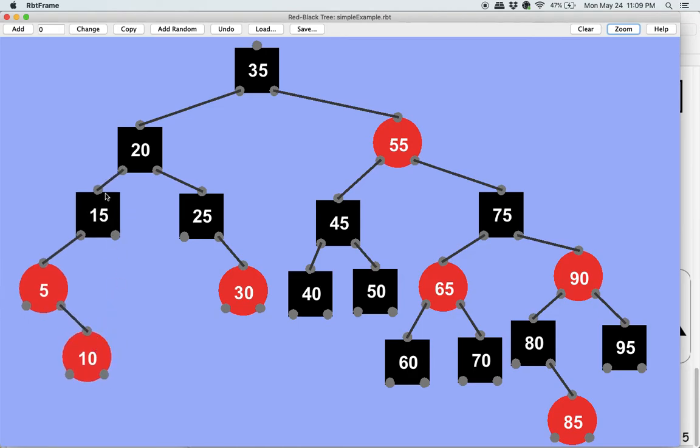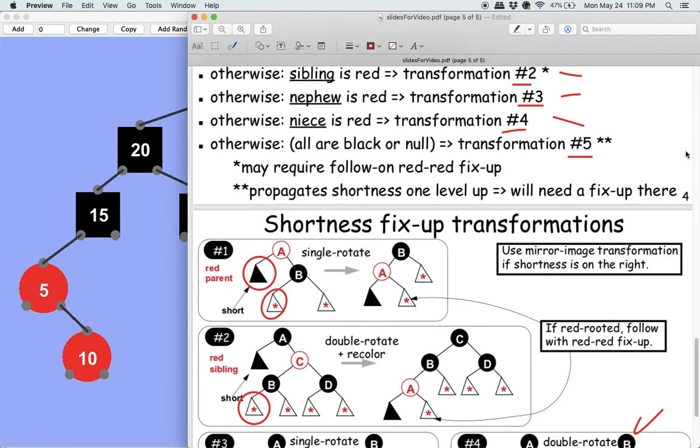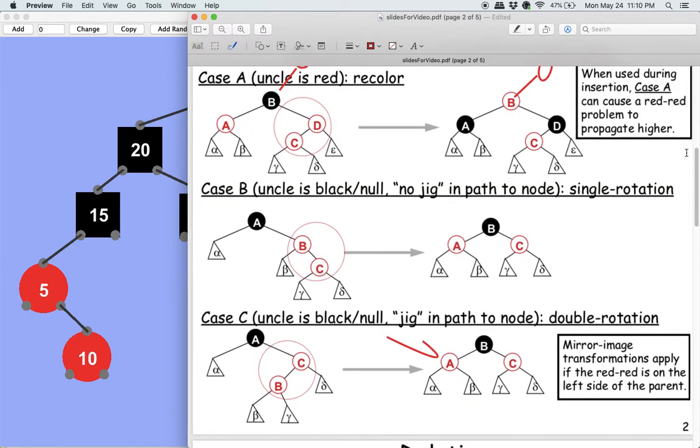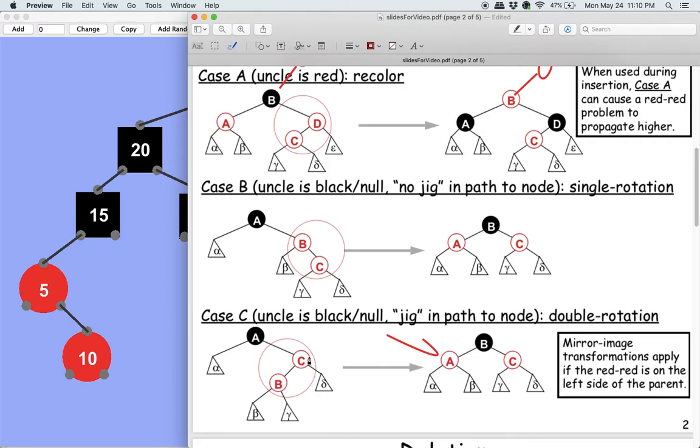So in this case, we need to fix that. In this case, this is the child, this is the parent, that's the grandparent. The uncle over here is null, it is not red. And this is one that does a jig. And so this ends up being case 3 in red-red fix-up. This is actually the mirror image of the one in the picture here.